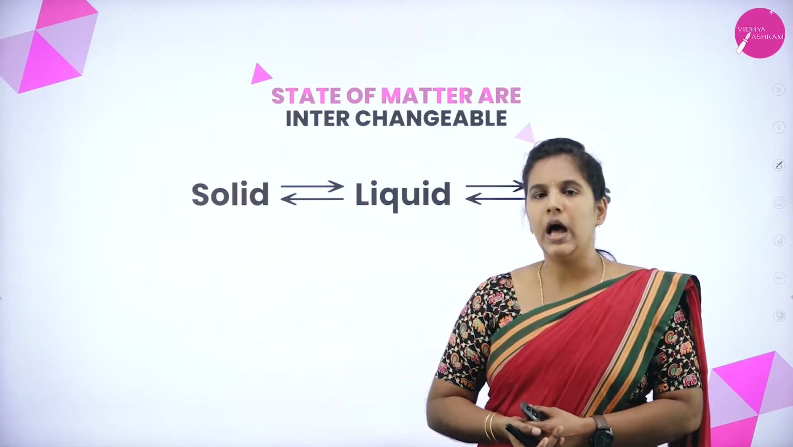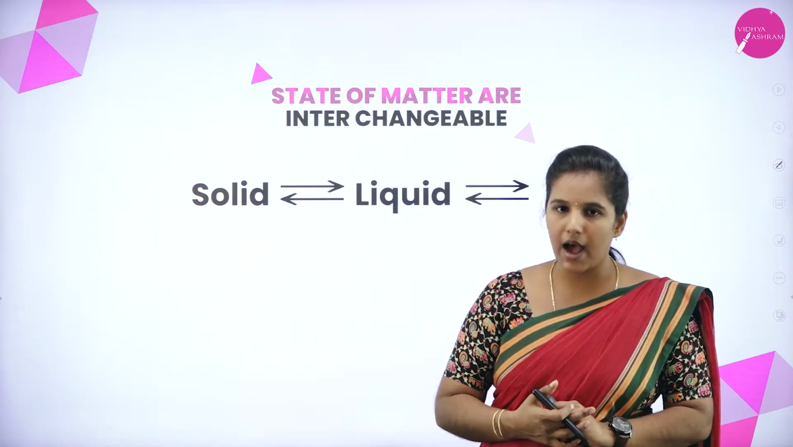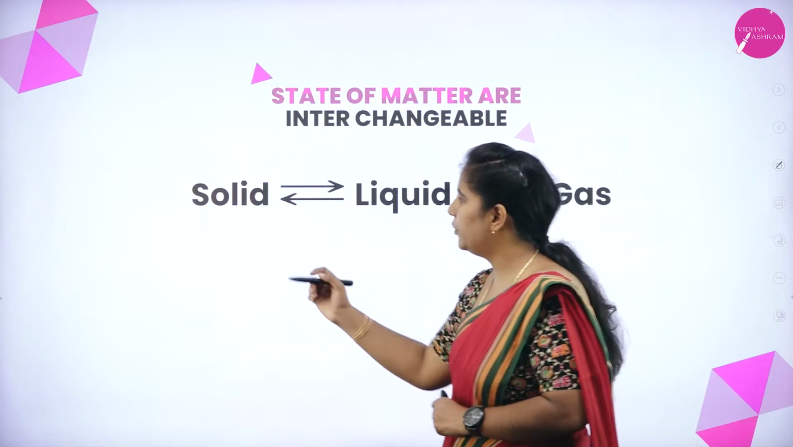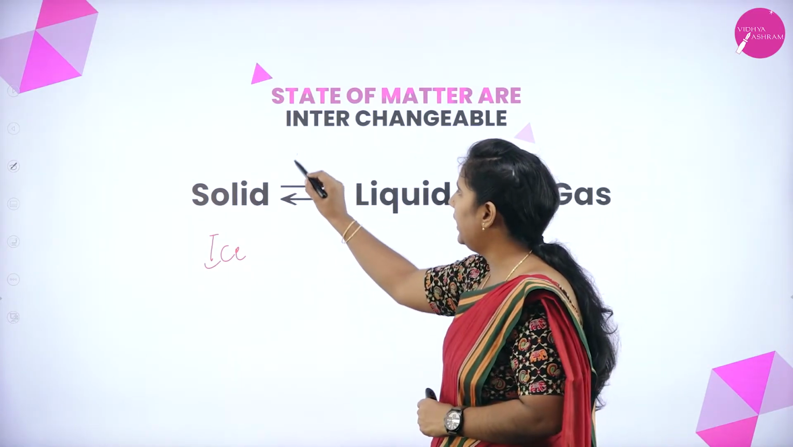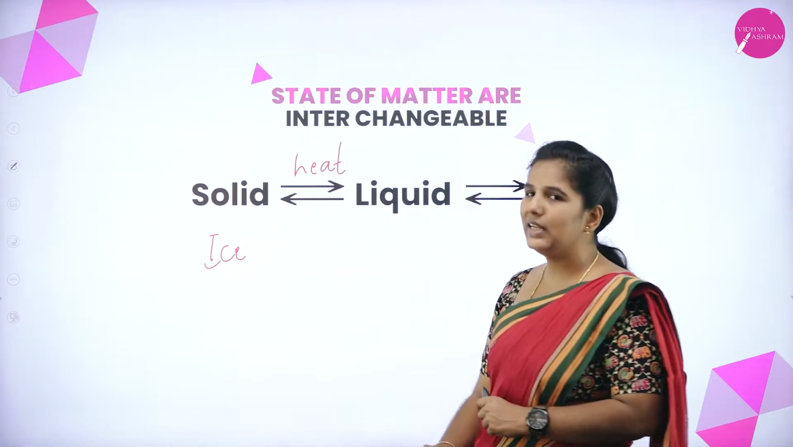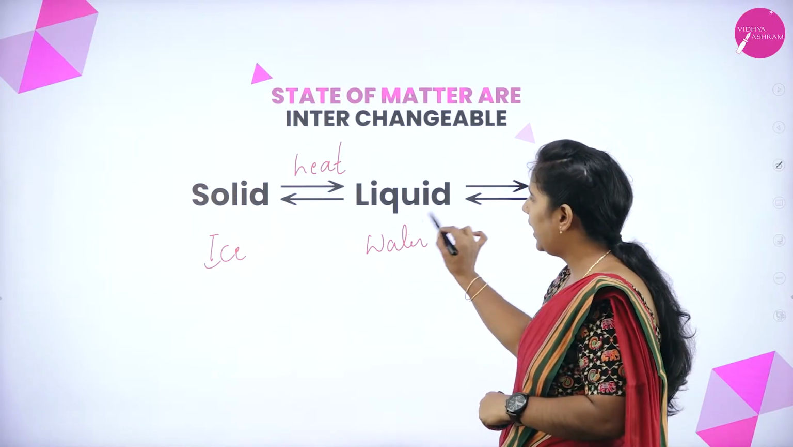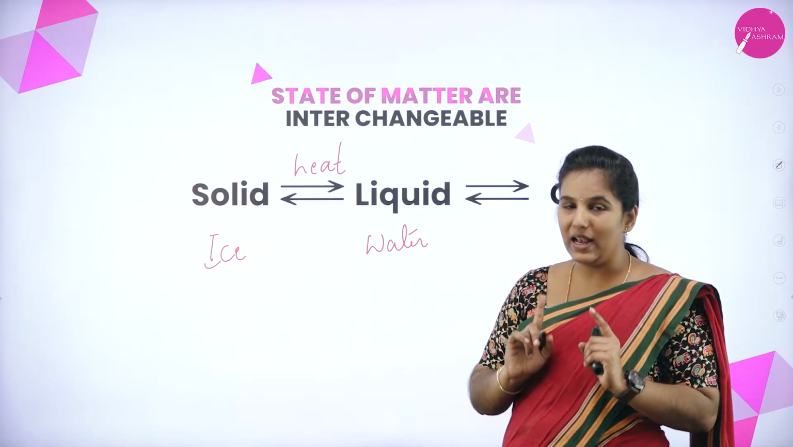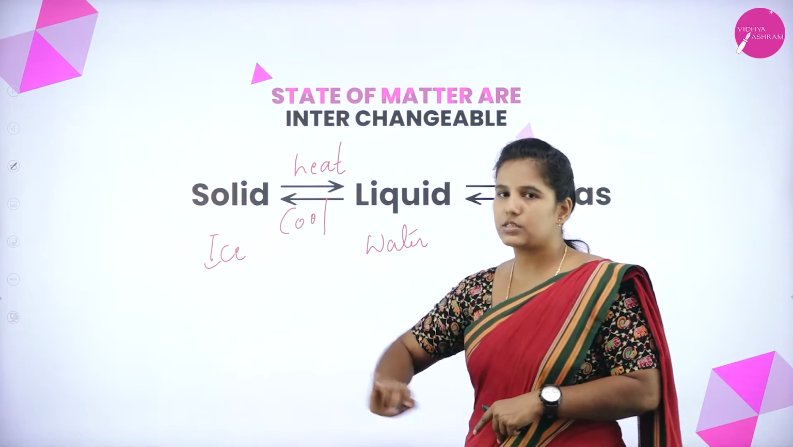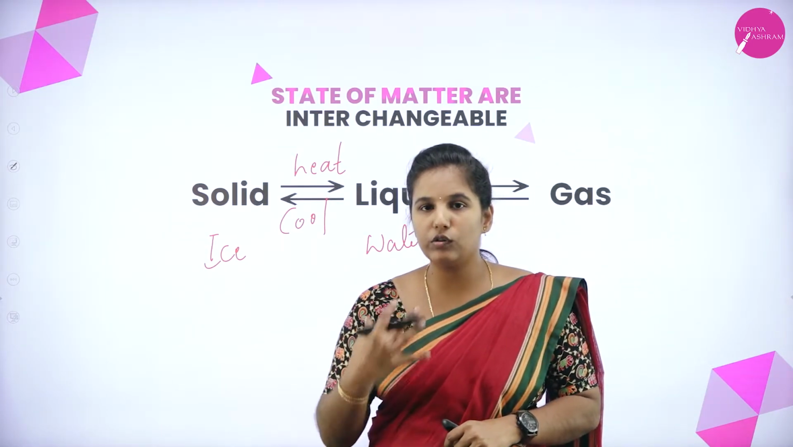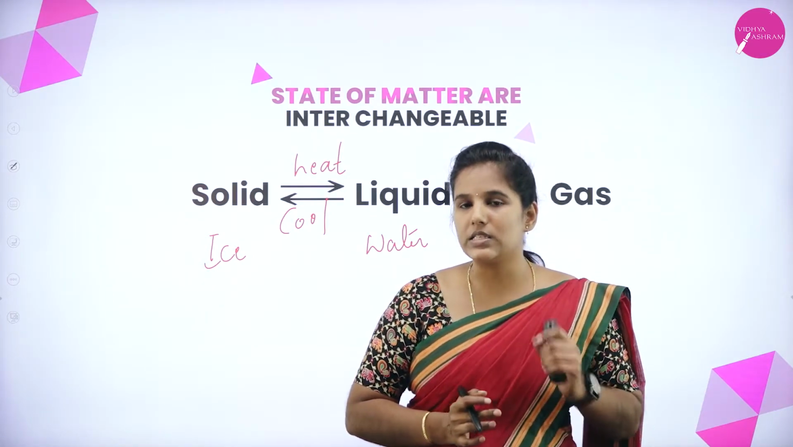Now, let's see how we convert these three different physical states of the matter to one another. If you heat a solid, if you take ice as an example and start heating, we know that ice will melt and form water. And water is a liquid, right? If you cool the water, again it comes back to the solid state. So that shows that the states of the matter can be interchangeable.